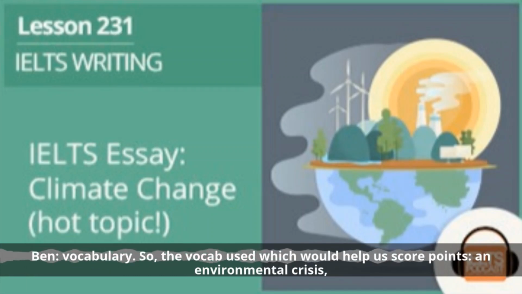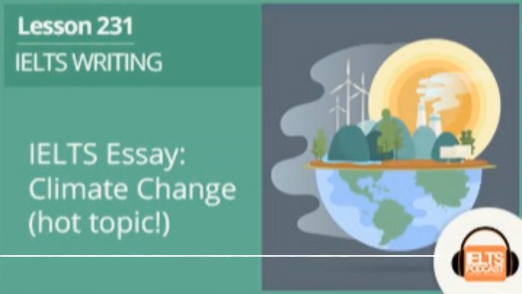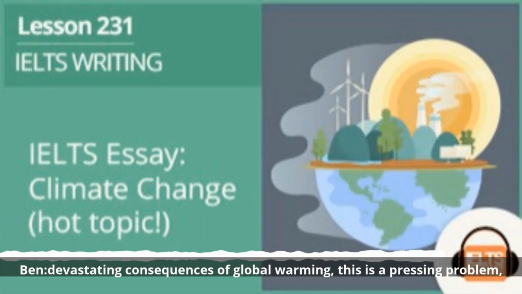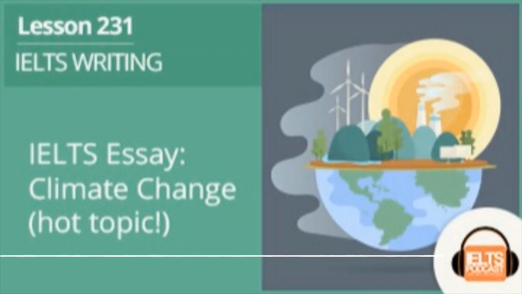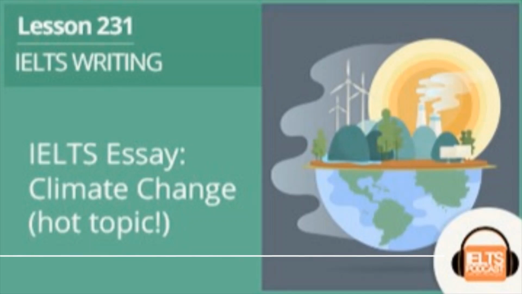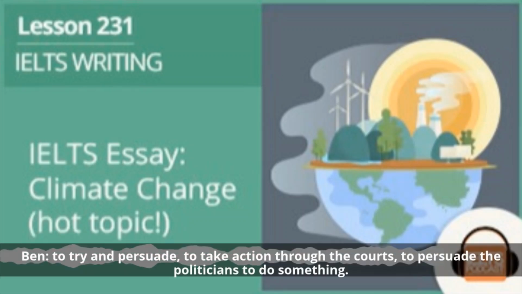So, the vocab used, which would help us score points: an environmental crisis, to tackle climate change, planet, devastating consequences of global warming. This is a pressing problem. Okay, industrial pollution, the greenhouse effect, environmental pressure groups, lobby the politicians. Okay, the general public can protest and lobby the politicians. Lobby just means to try and persuade, to take action through the courts, to persuade the politicians to do stuff.